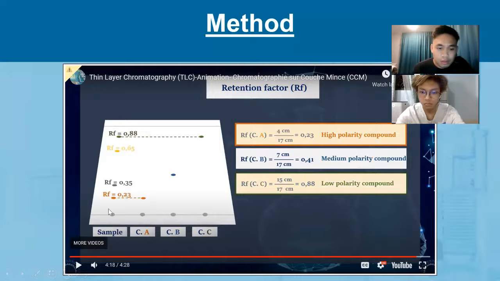So the sample is used to know the presence of the compound, which is the compound that is the same as the sample, the same presence as the sample.